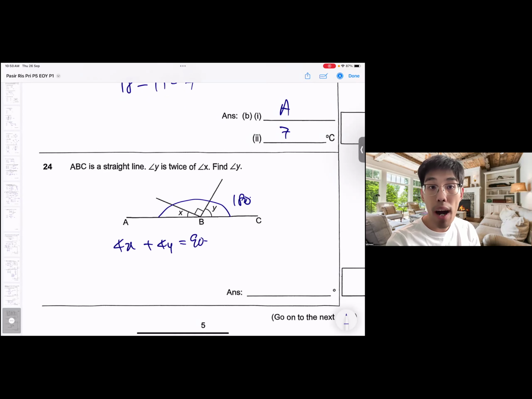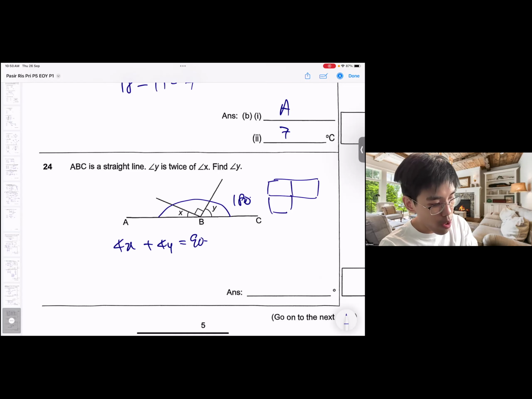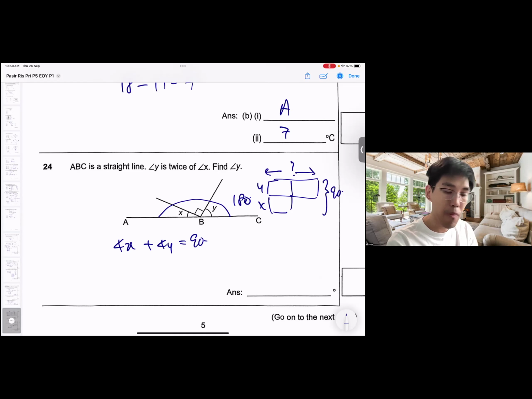At the same time, they say Y is twice of X. For those of you who cannot visualize, draw a small model like that. So Y is twice of X and the total is 90. From here, we want to find Y. If you are not clear with the question, draw your own diagrams to make sure you understand what's going on. Y is twice of X, so 3 units is 90. We're looking for 2 units. 2 units will be 60. Answer 60.